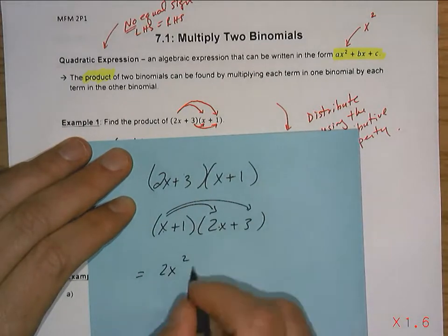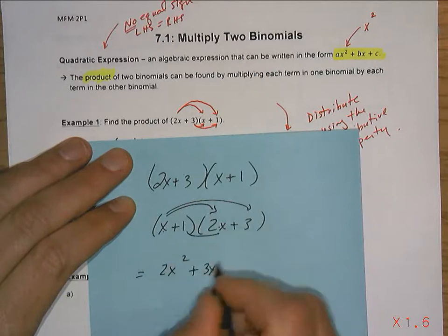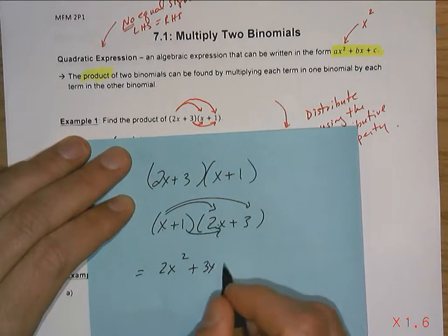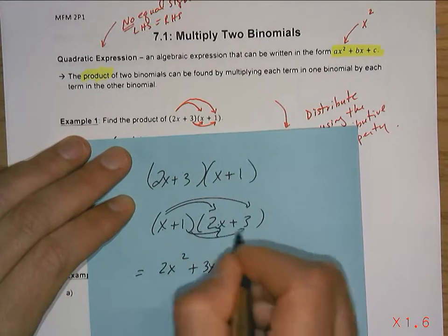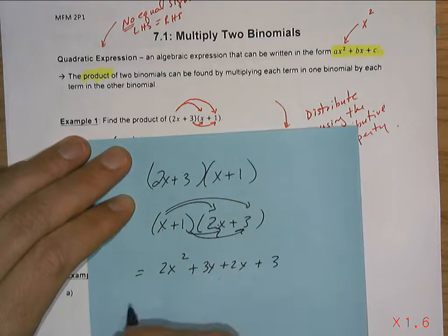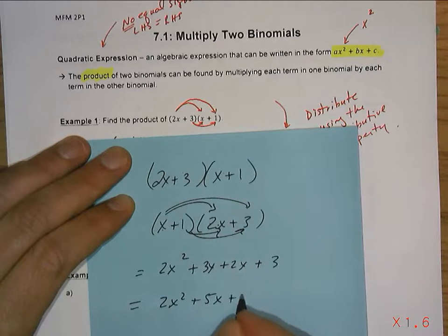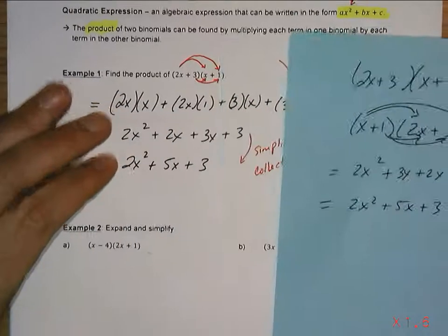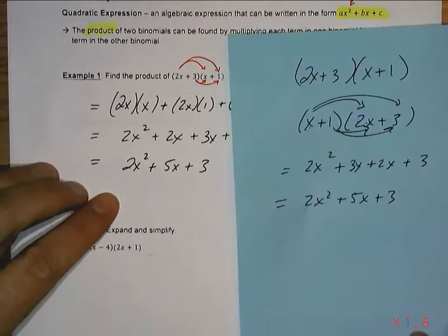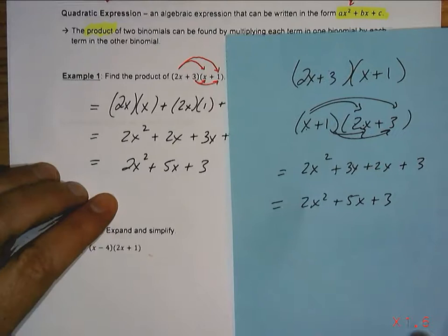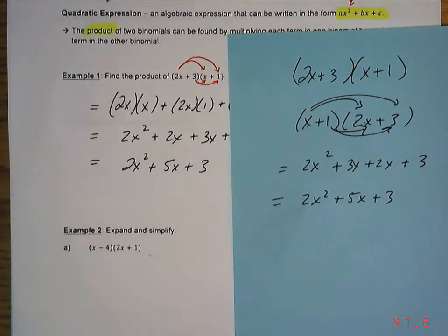x times 3. 1 times 2. 1 times 3. Like terms, I've got 3 x's plus 2 more x's. And I do believe we're going to see that those two answers are identical. So the order of multiplication of binomials doesn't matter. That's important to know.